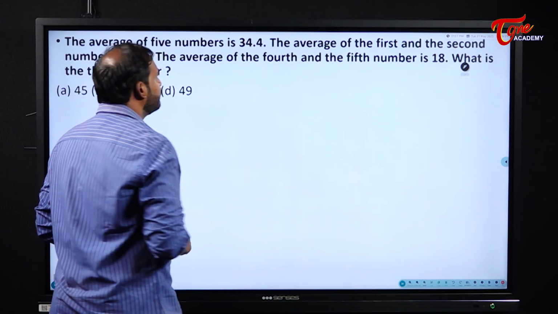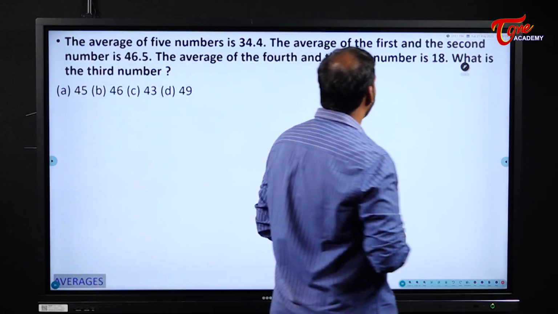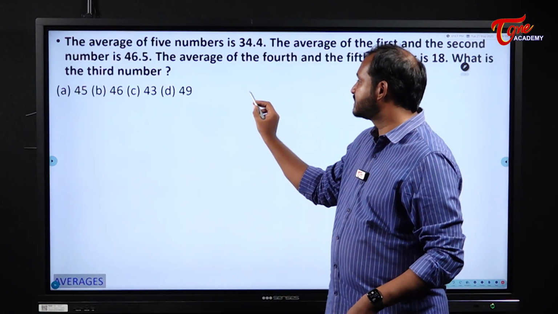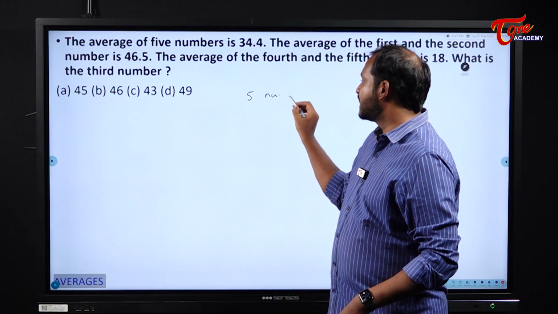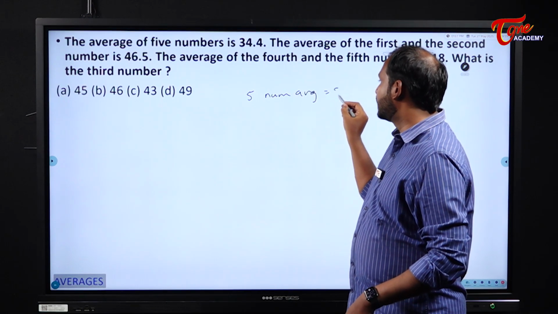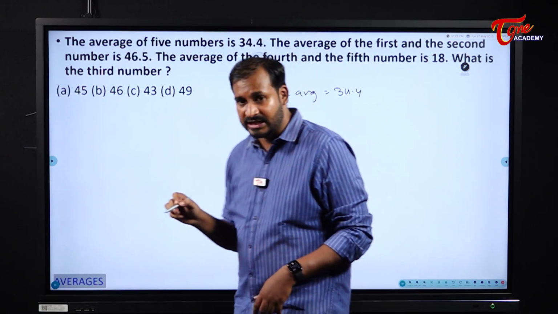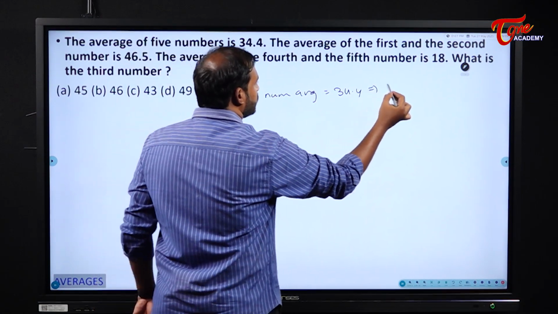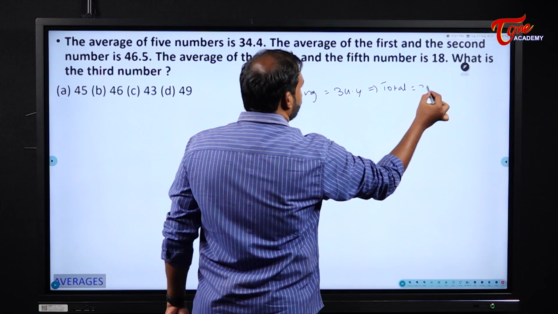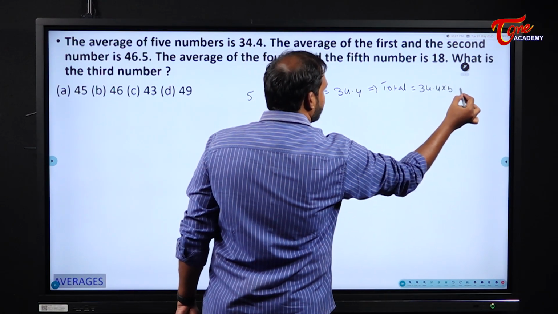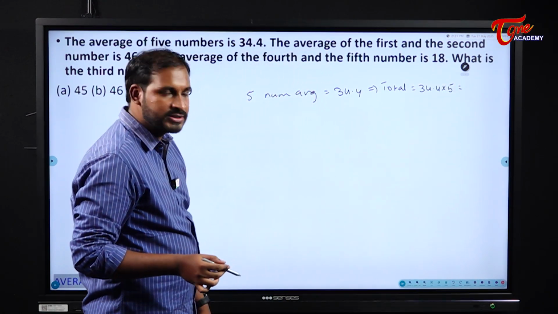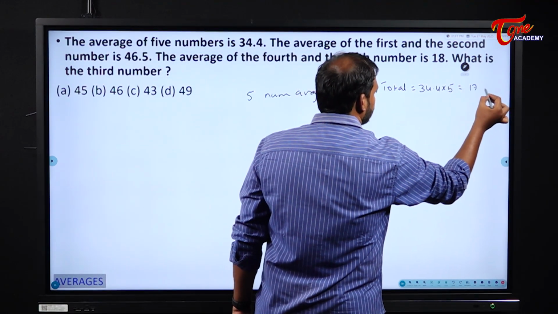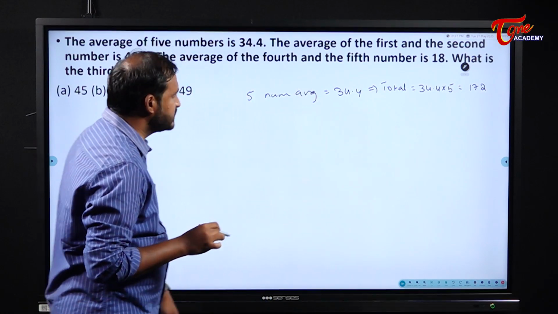The average of 5 numbers is 34.4. The average of the first and the second numbers is 46.5. So the average of 5 numbers is 34.4, and the total will be 34.4 into 5, which is 170 plus 2, that is 172. The total of 5 numbers is 172.